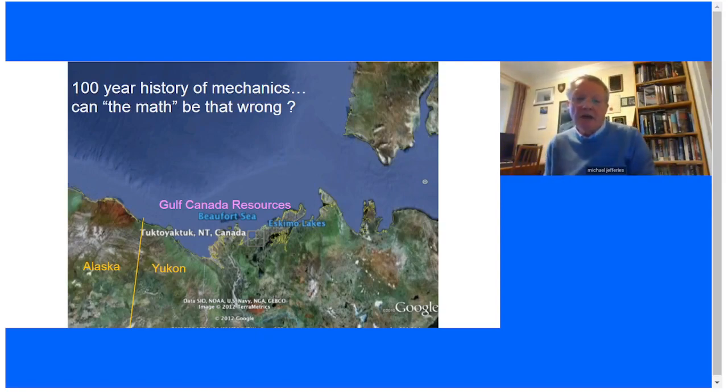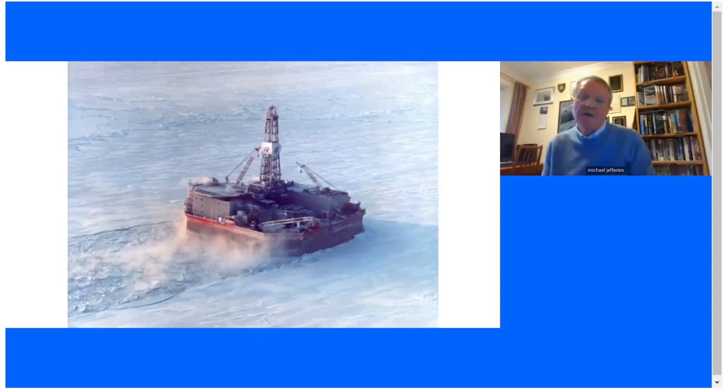Our staging post was that little crosshairs in the middle, that's Tuktoyaktuk. We built a gravel airstrip, and we were on a 5-hour 737 flight from Edmonton to land on that gravel airstrip. We then hop onto helicopters to go offshore. So we're well up in the Arctic. And the catch of being in the Arctic is the sea is frozen 9 months of the year.